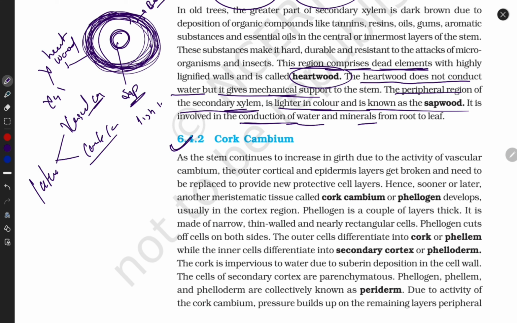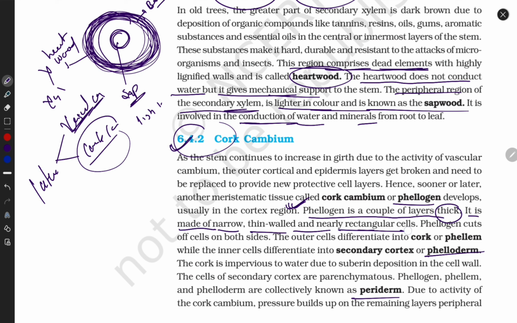Guys, in cork cambium, we discuss not vascular tissue, we discuss their cortex tissue, their outer layer, middle layer, inner layer. Yes or not? Like we discuss about phellogen, we discuss about phellem, we discuss about phelloderm, we discuss about periderm. Okay, what is phellogen, guys? Yeah, this is a part of cortex. Phellogen is a couple of layers. They are thick. It is made of narrow, thin wall, nearly rectangular shape. Phellogen cuts off both the side. Phellogen cut what? Both the side. Clear? The outer cell differentiated into cork or phellem, while the inner cell differentiated into secondary cortex.